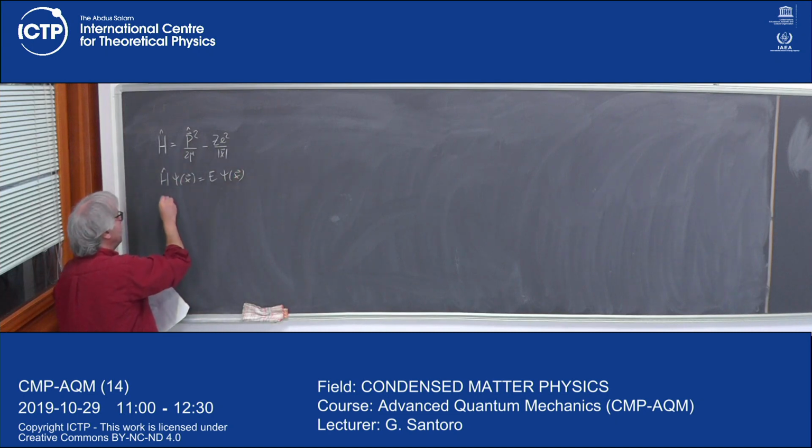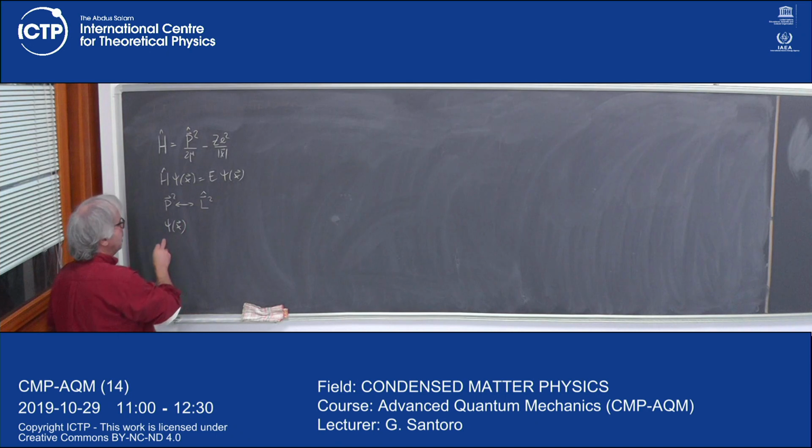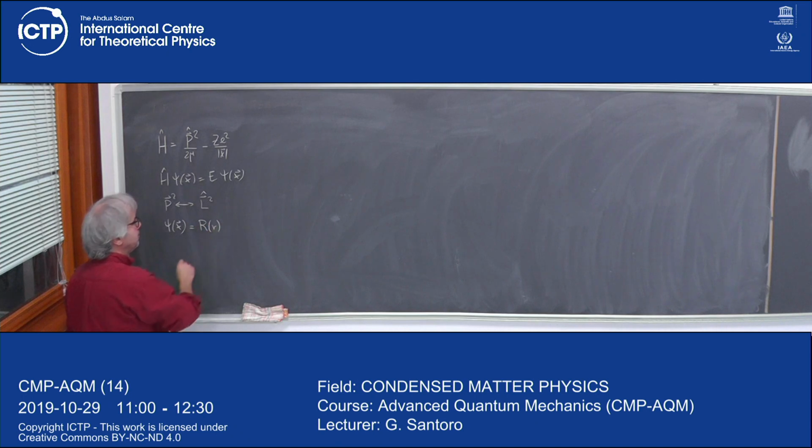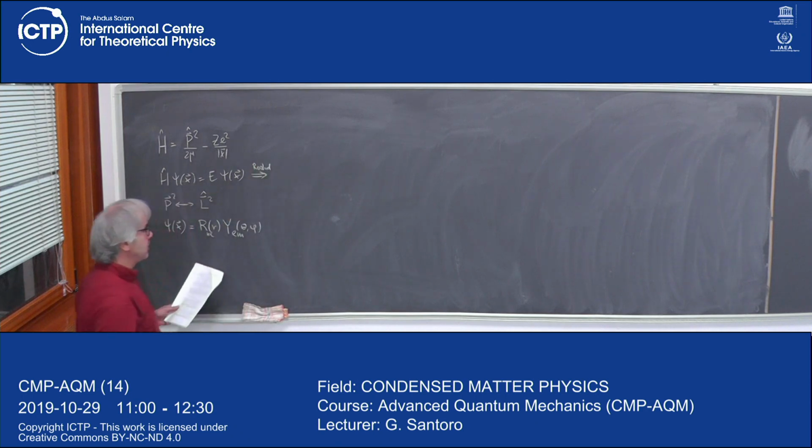We realized that P squared contains in fact L squared. Therefore we separated the wave functions into a radial part times spherical harmonics. We realized that R should depend on L, and in principle there is another index K which classifies the solutions of the radial problem. So there was a radial problem that comes out of this.